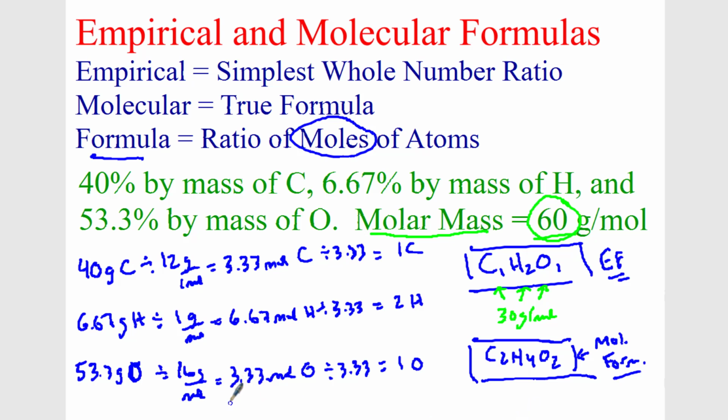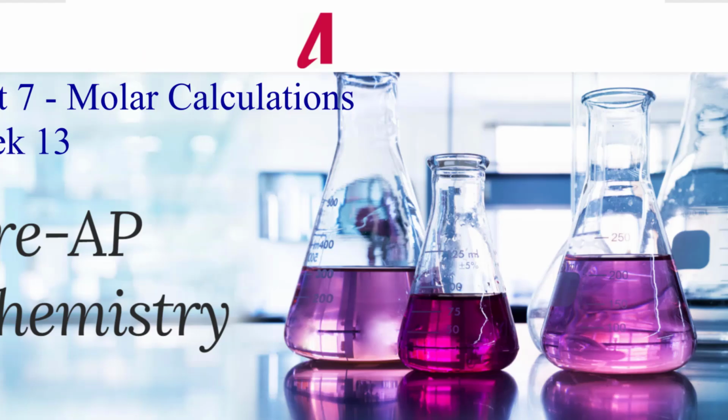So if you want to find the empirical formula of any compound, you're looking at the ratio of moles. If you have percentage or grams, divide by molar mass to get the number of moles. If you already have the moles, just look at the ratio. If you don't see the ratio, divide by the smallest one. That gives you the empirical formula. If you want to know if that's the true formula, remember the empirical formula is just the simplest whole number ratio. You have to compare the empirical formula's molar mass to the true molar mass to get the true molecular formula.